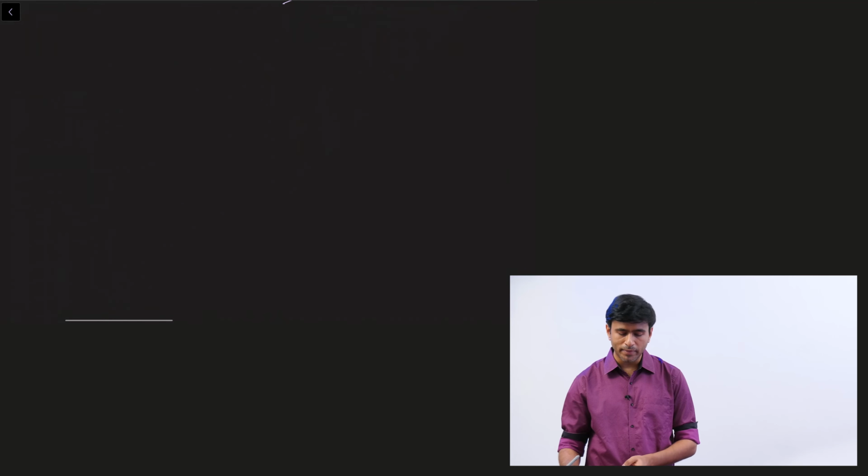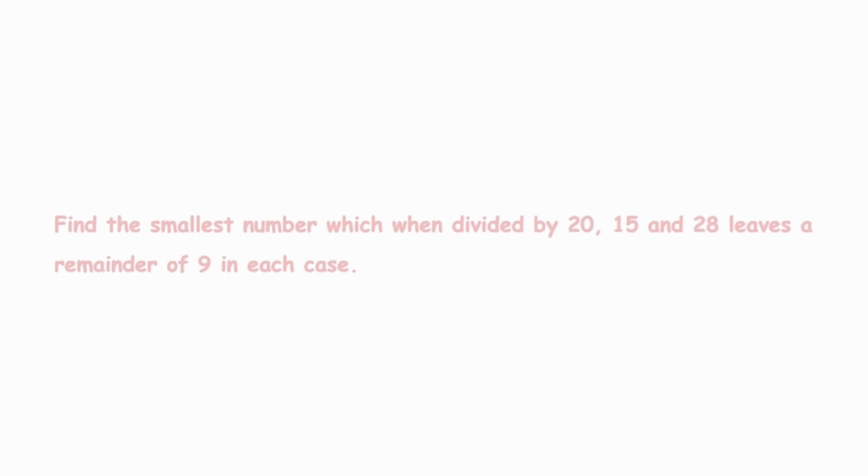Now that you've seen both the methods, let's try to do this problem. Find the smallest number which, when divided by 20, 15 and 28, leaves a remainder of 9 in each case. The moment you see a question like this, you know that they're asking you for LCM, because they're asking you the smallest number that divides these three numbers. That is your least common multiple or lowest common multiple.